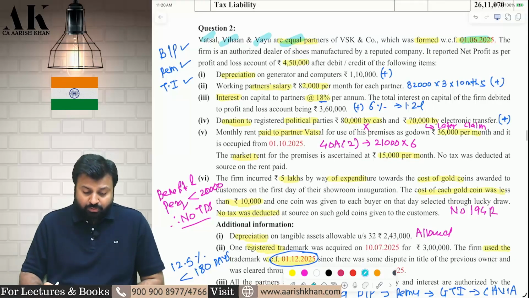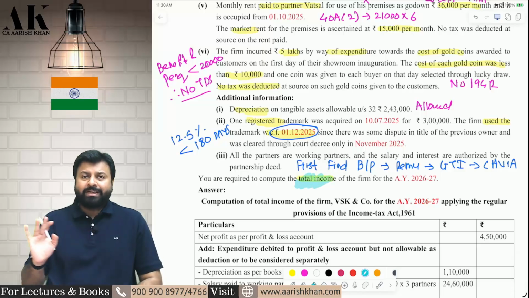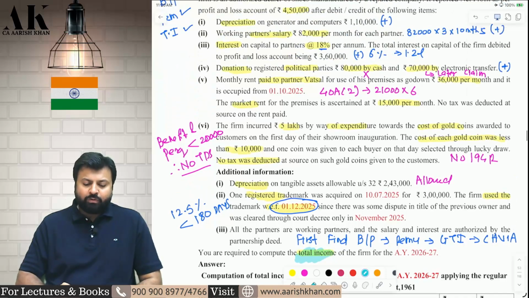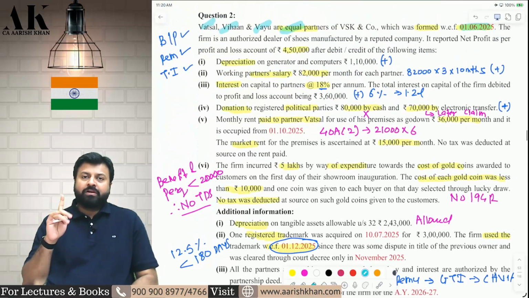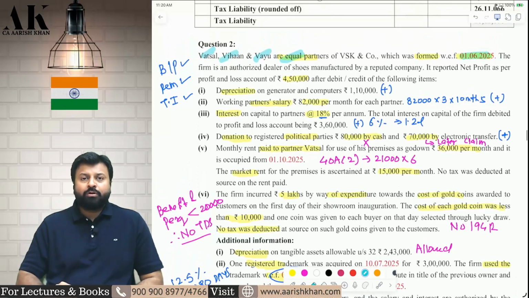Now, what are you supposed to compute? You are supposed to compute just total income of the firm. No need to compute any tax, no need to compute any AMT, nothing, only total income. So whenever you compute total income of a firm, you have to compute first of all the book profits as per 40B. Then you will compute remuneration allowable to the partners, and then you will compute the total income. So let's compute all of them one by one.